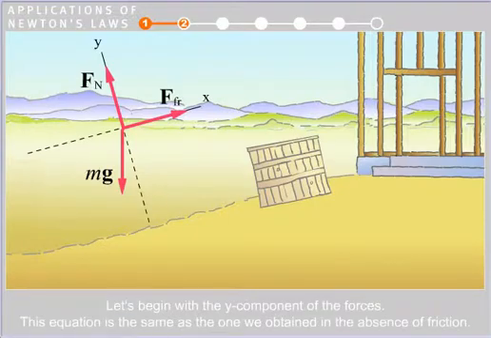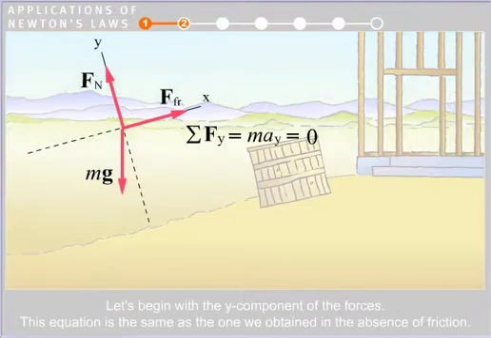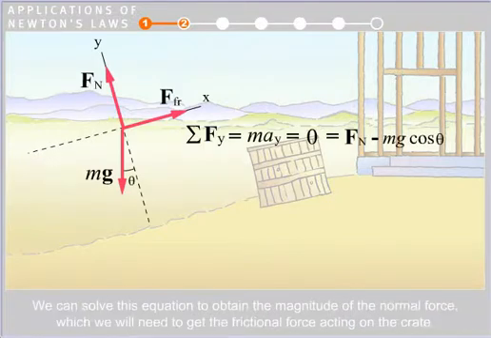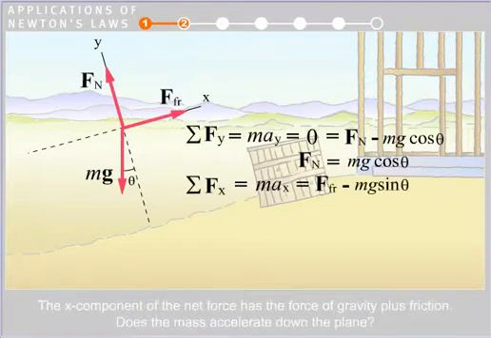Let's begin with the y component of the forces. This equation is the same as the one we obtained in the absence of friction. We can solve this equation to obtain the magnitude of the normal force, which we will need to get the frictional force acting on the crate. The x component of the net force has the force of gravity plus friction.